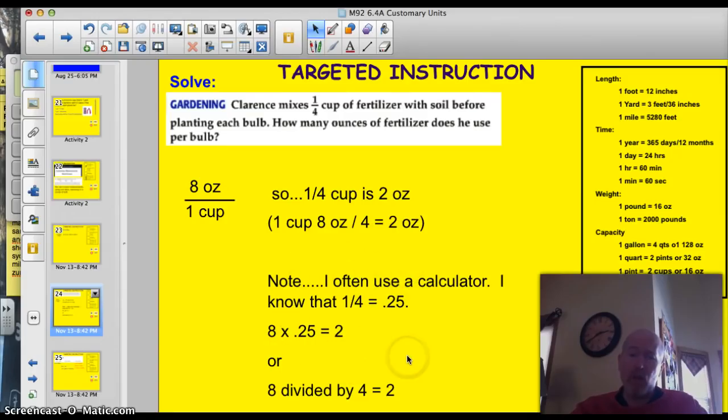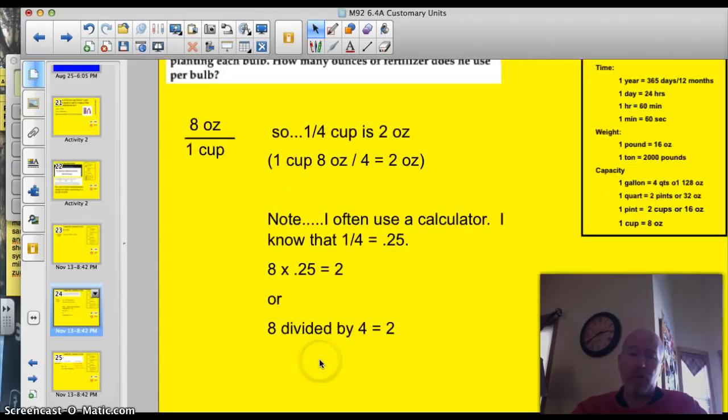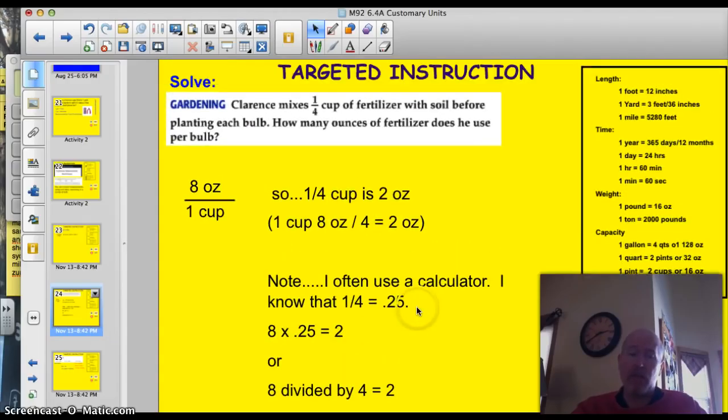I put down here a note that I often use the calculator, and knowing that a 1/4 is 0.25, I could have taken those 8 ounces times 0.25 and gotten 2. Or I could have divided 8 by 4 and gotten 2. So just a number of ways. Usually the first thing I think about is, is my number going to be larger or smaller? If I know that there are 8 ounces in 1 cup, I know that a 1/4 of a cup is going to be smaller than 8. Right? Because it's not a full one.